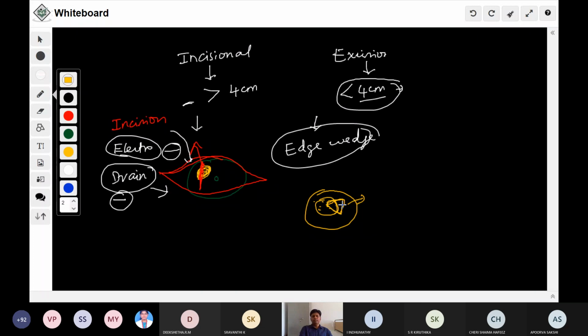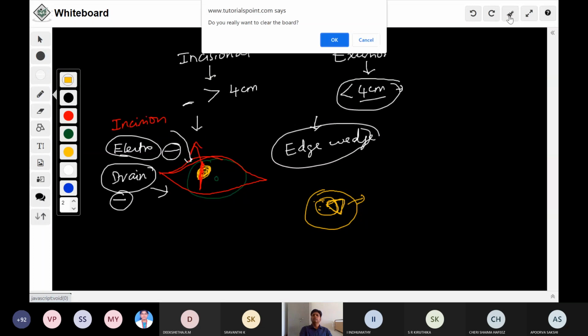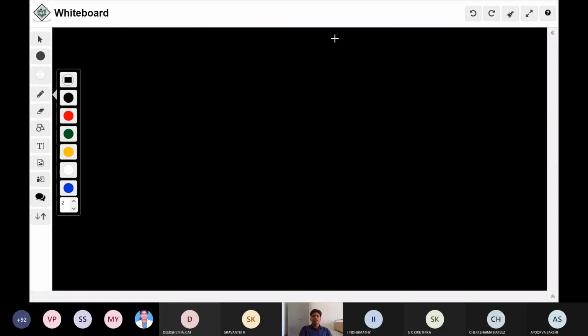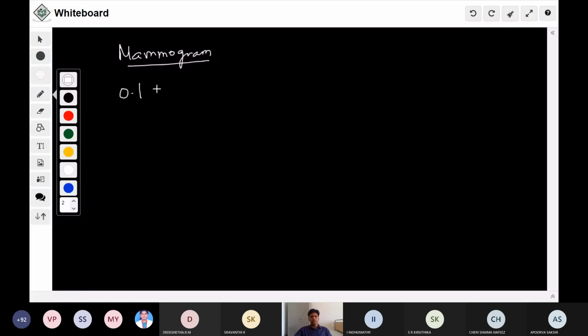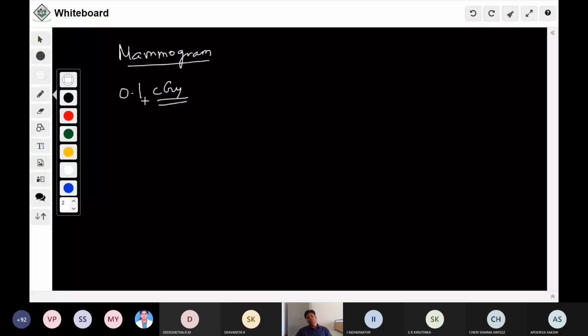So these are all the types of biopsies you can plan according to the condition. Once you confirm the diagnosis, the next thing is you have to plan for other investigations. What are the other investigations? First one is the mammogram. What is a mammogram? It is nothing but an X-ray, a soft tissue X-ray, where you are using a minimal radiation dose to take the pictures.